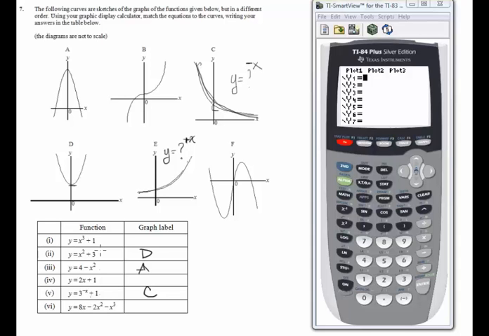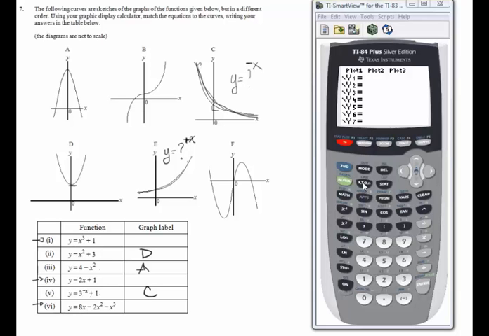Letter E, I'm not seeing another exponential looking curve, so I'm going to hold off on letter E. So what am I left with now? Number 1 and number 4 and number 5. And so now time to go graph.